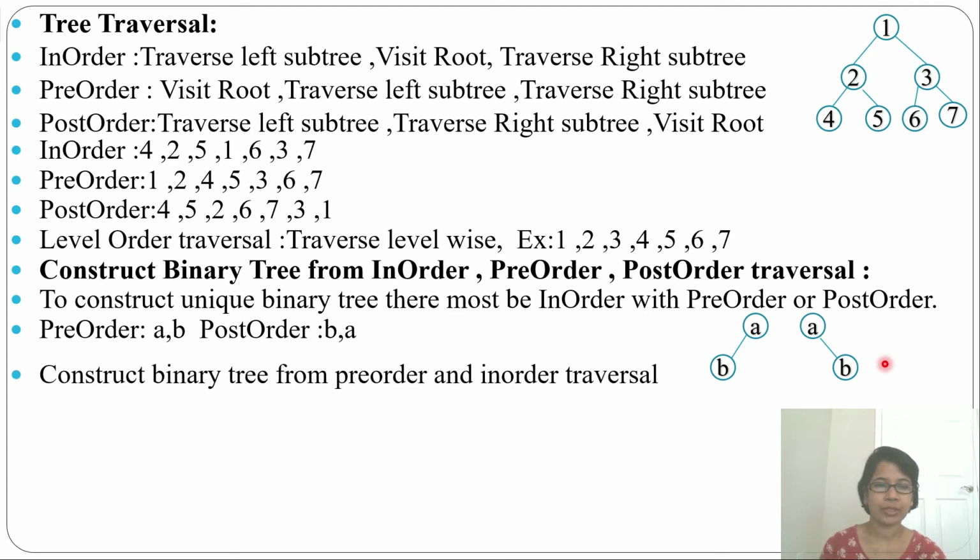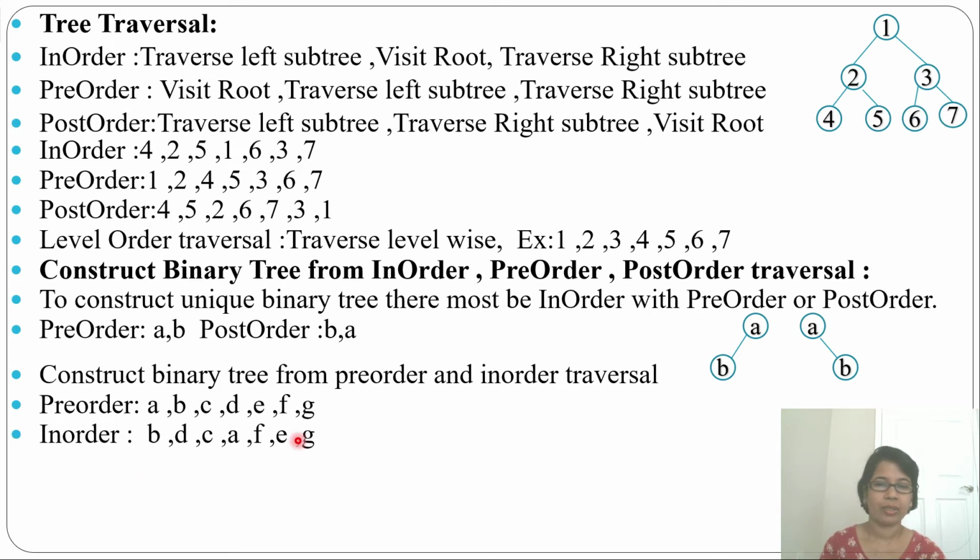So let's construct a binary tree from in-order and pre-order. A pre-order is given. This is the pre-order, and this is the in-order. Now we'll construct the binary tree. In the pre-order you can see A is the root. A is first, meaning that is the root, and here in the in-order A is in the middle.